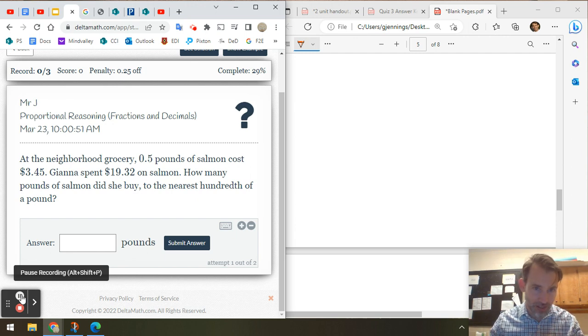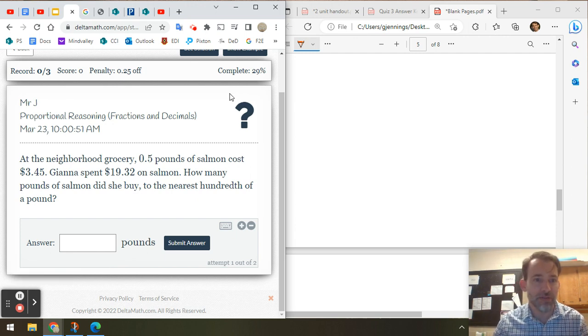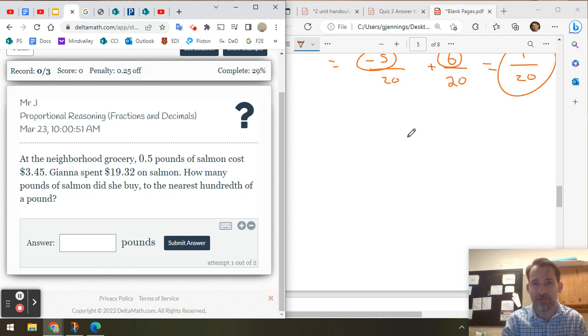Half a pound of salmon costs $3.45. Gianna spent $19.32 on salmon. How many pounds of salmon did she buy to the nearest hundredth of a pound? Well, we're going to need a calculator for that.